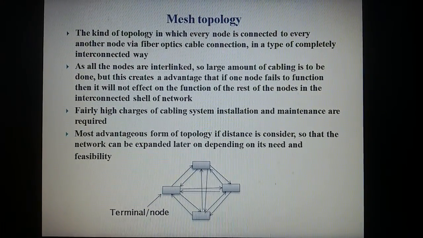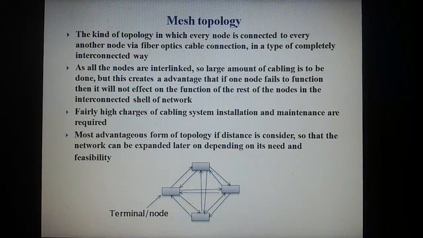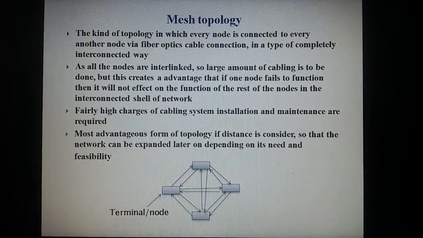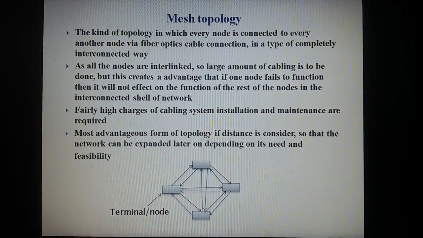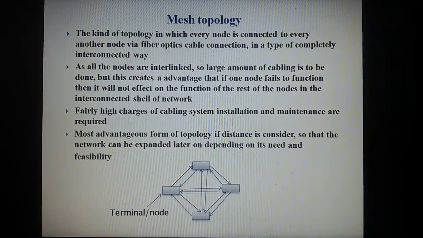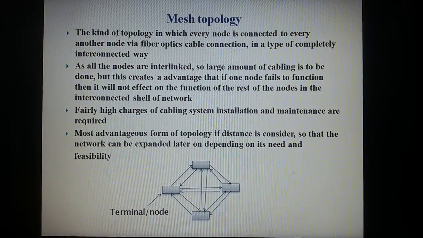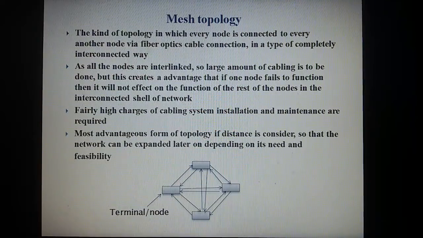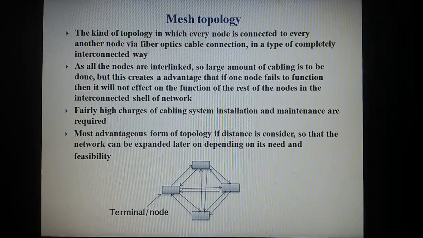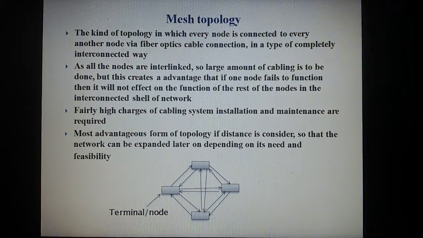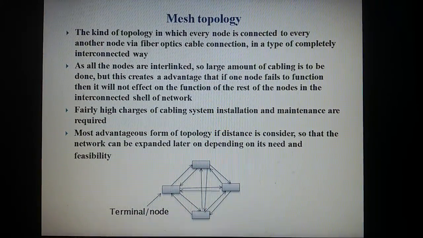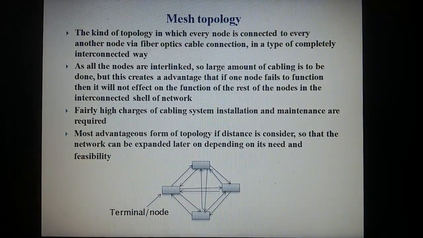Mesh topology, the kind of topology in which every node is connected to every other node via fiber optic cable connection in a completely interconnected way. As all the nodes are interlinked, a large amount of cabling is to be done. But this creates an advantage that if one node fails to function, then it will not affect the function of the rest of the nodes in the interconnected network.